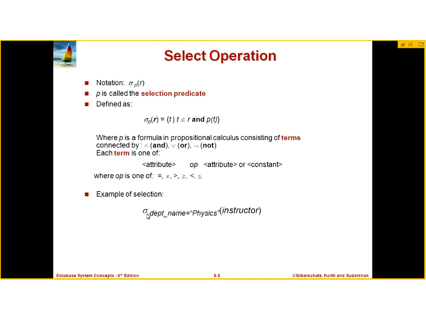Now the example of selection can be: select from the instructor table those records where department name equals physics. So those rows, those records will be selected where the department name equals physics. It means all the details about instructors teaching in the physics department will be brought by using this selection operator.